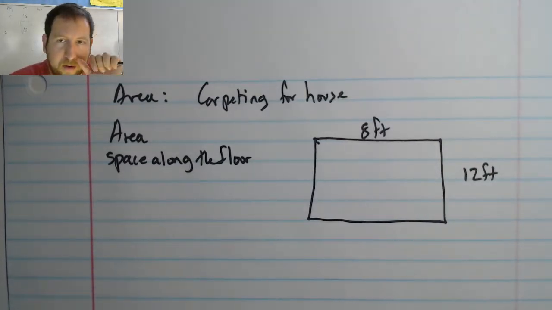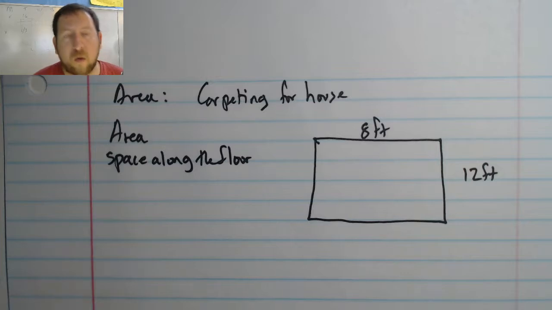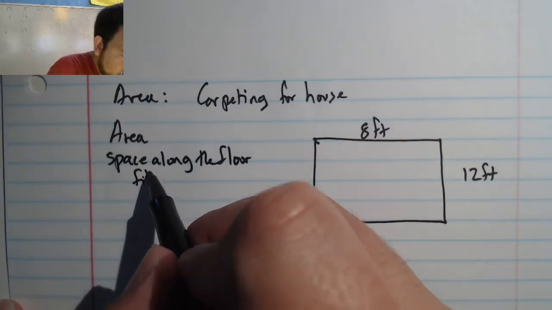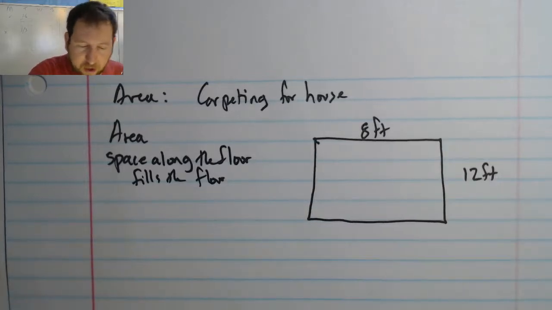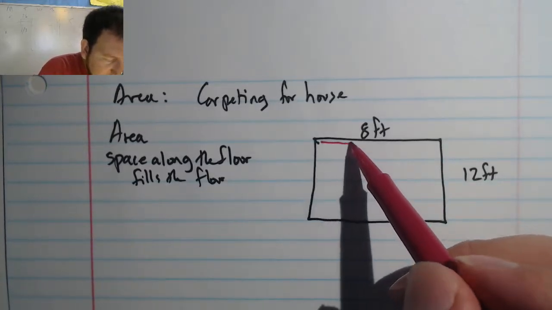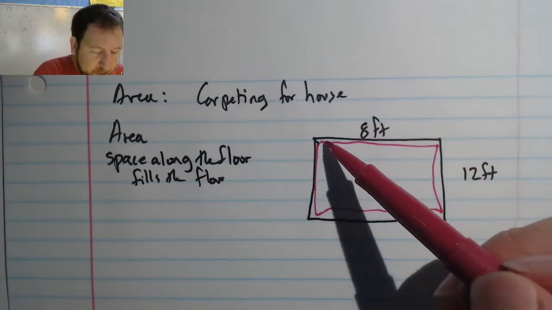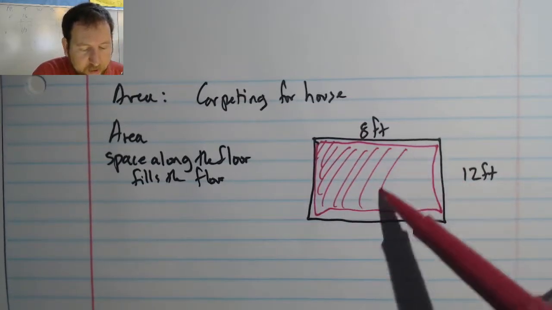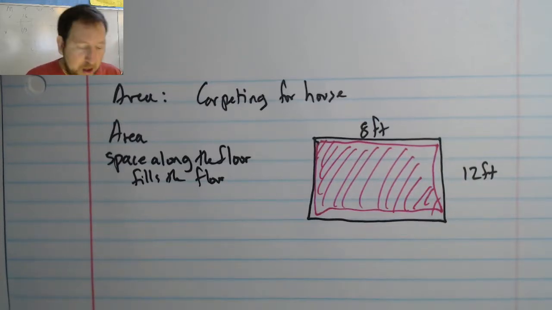Let me see if I have a better definition for area. It's more that it's the space that fills the whole floor. I don't want my carpeting just to be along the edge, because that would be a terrible way to do carpeting. I actually want my carpeting to fill the entire room. And that's the difference between area and perimeter.